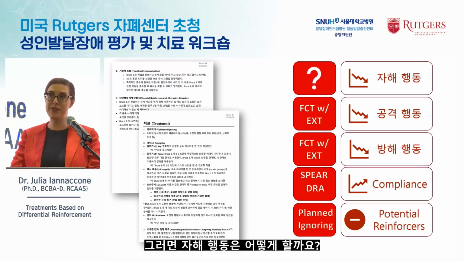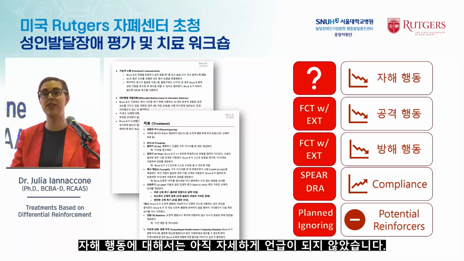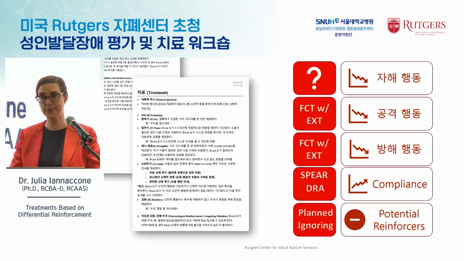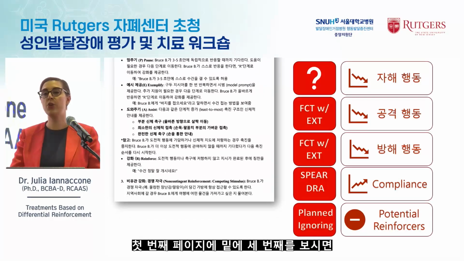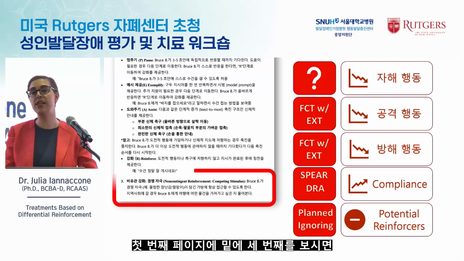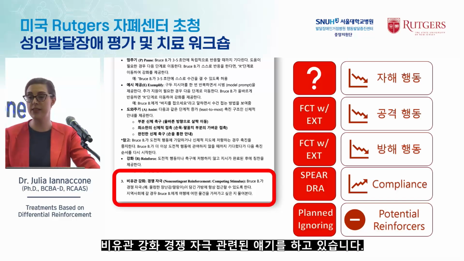So, what about self-injury? We're almost done treating all of his problem behaviors and meeting all of our goals for the admission, but we haven't addressed his self-injury yet, which, remember, is maintained by automatic reinforcement. So component number 3 at the bottom of the first page says non-contingent reinforcement competing stimulus, and that is what is going to address his automatic function.